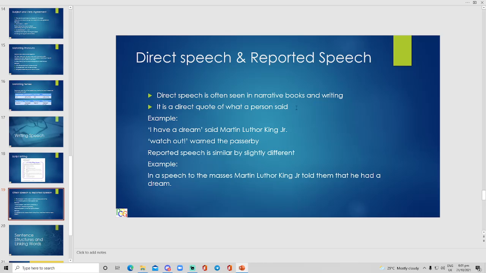Moving on though, reported speech. Reported speech is similar but slightly different to direct speech, and my example should be perfect to let you understand. Remember the first example where he quoted and said, "I have a dream," said Martin Luther King. In reported speech, the way I say that is, in a speech to the masses, Martin Luther King Jr. told them that he had a dream. So instead of quoting what the person said, I go the roundabout method and say what they said, how they said it, and when they said it, and I give you a full overview. That way I don't have to quote the actual person.